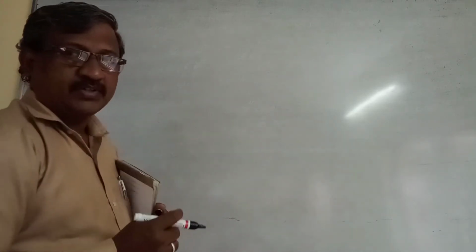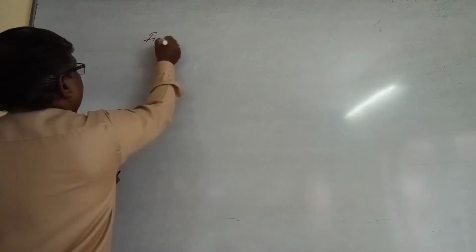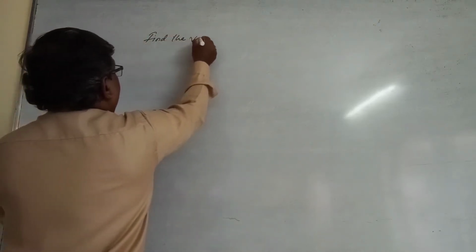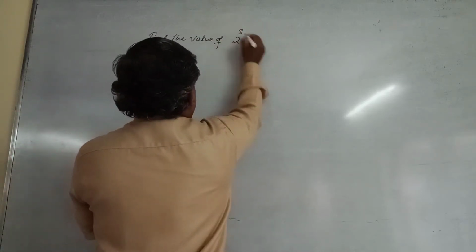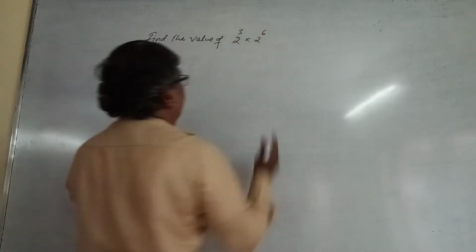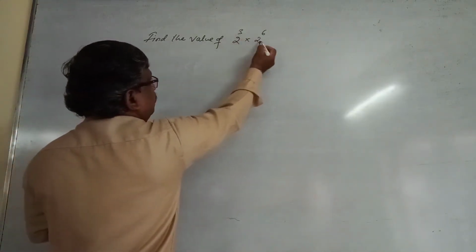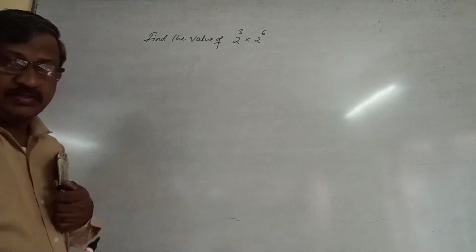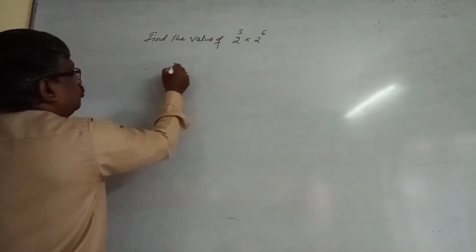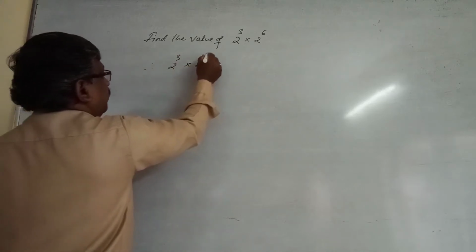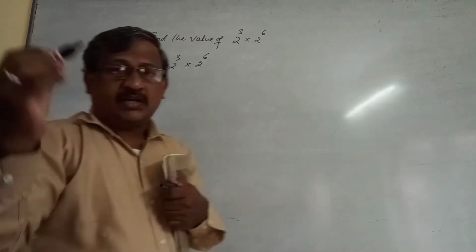So here is my first problem on indices. Find the value of 2 raised to 3 multiplied by 2 raised to 6. We have to find out the value of 2 raised to 3 multiplied by 2 raised to 6. So once again I will write the problem as it is: 2 raised to 3 multiplied by 2 raised to 6. As I told, I had given 7 rules.